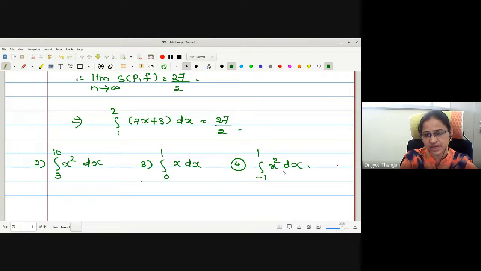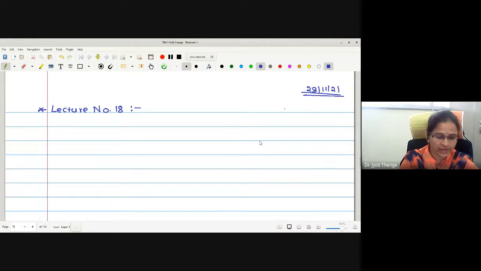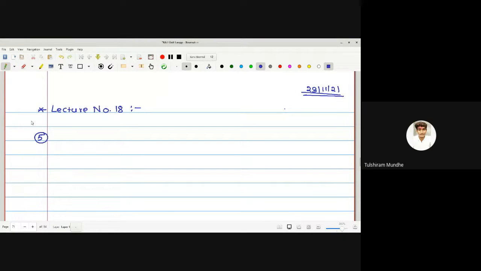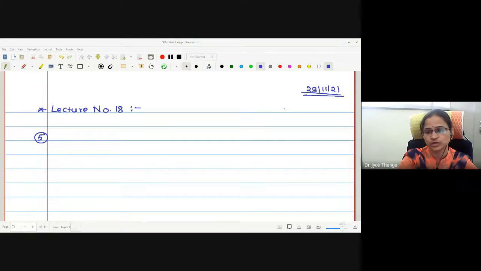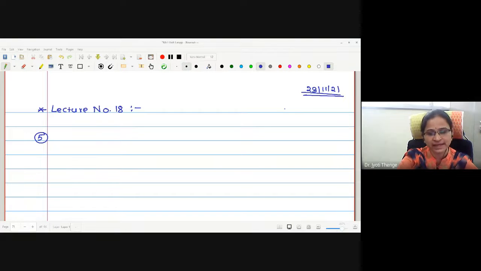Three more examples I have given you to solve as homework. Have you tried to solve these? Yes, ma'am. Good. Any difficulty while solving the examples? No. Good. Actually, in that second example, the integration of x square, you have to use the summation n square formula. That's it. Okay.